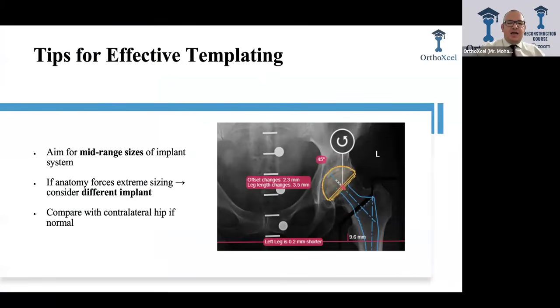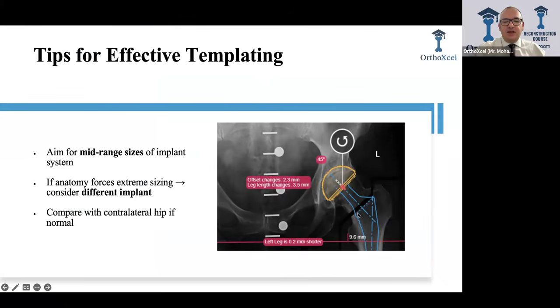Tips: as much as possible, try to go for a mid-range size. As I told you, we accept one size up or one size down. That's fine, that's not a problem. Then plan your cut, as we all agree that you will be cutting the neck about 1 centimeter or 1.5 centimeters from the lesser trochanter. So plan your cut and ensure that your implant is sitting nicely and all covered inside the medulla.